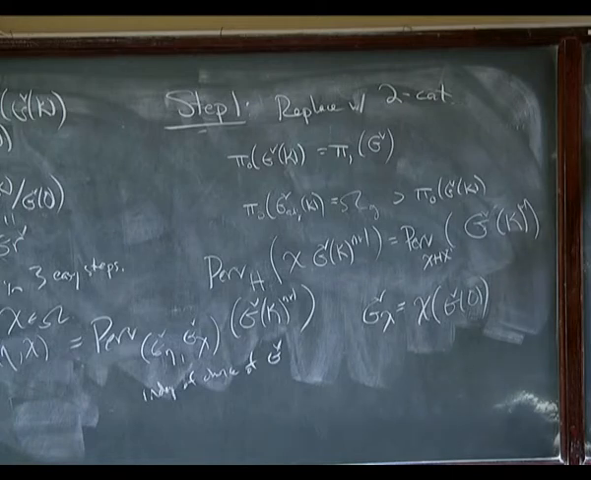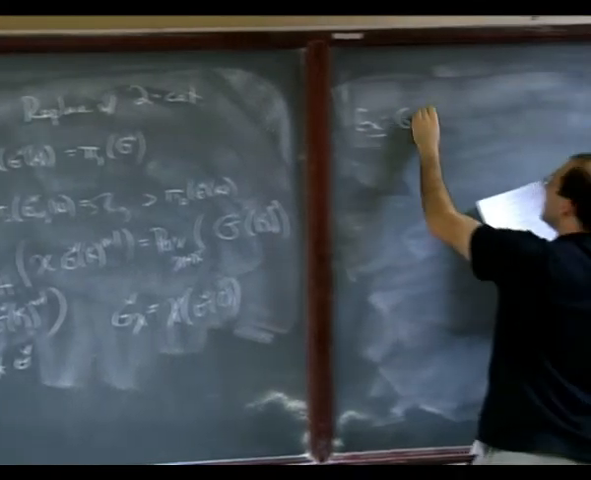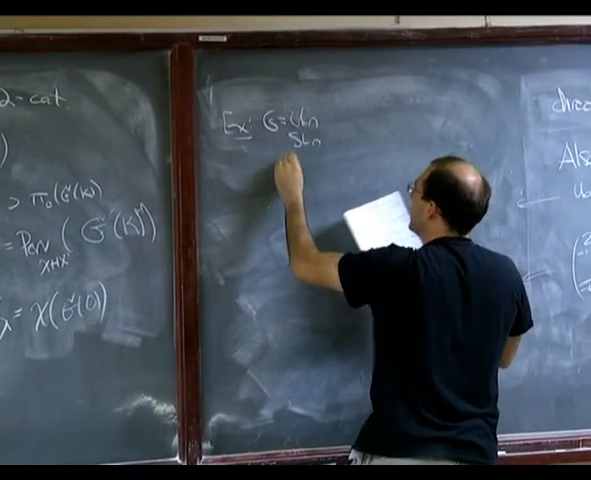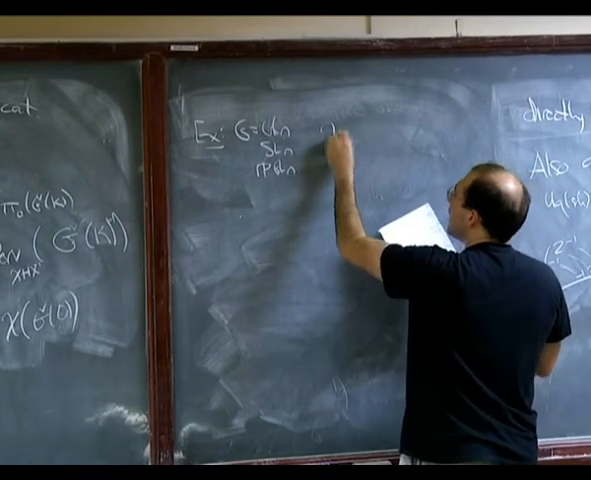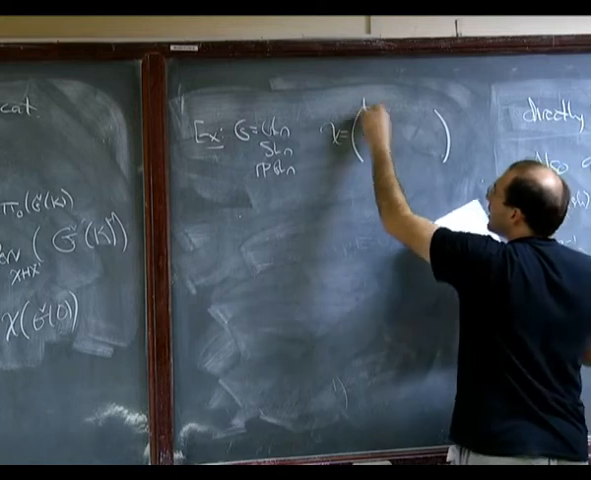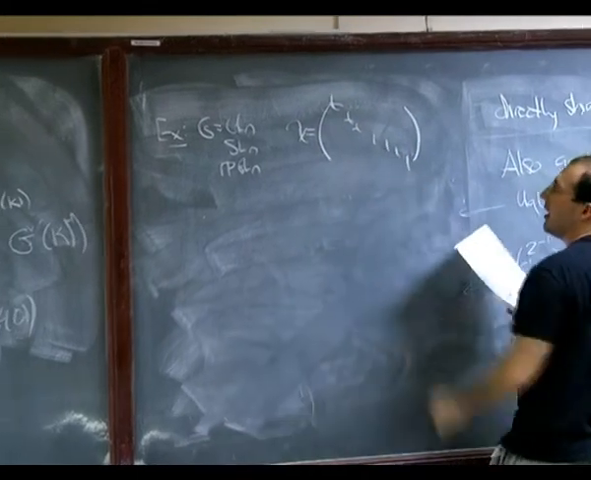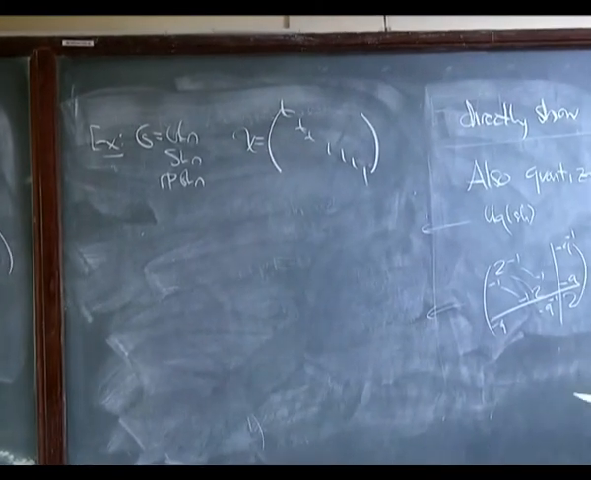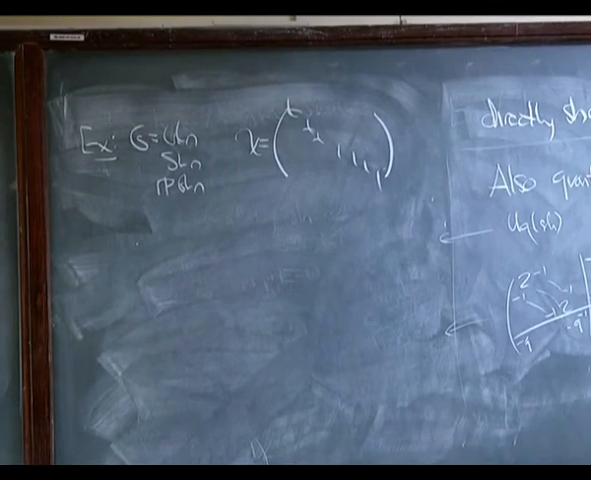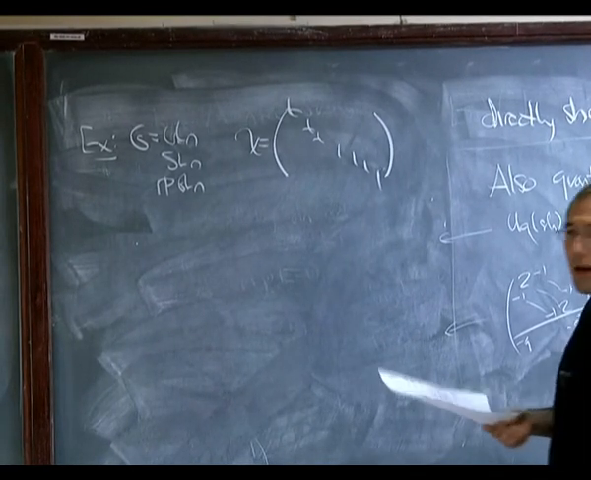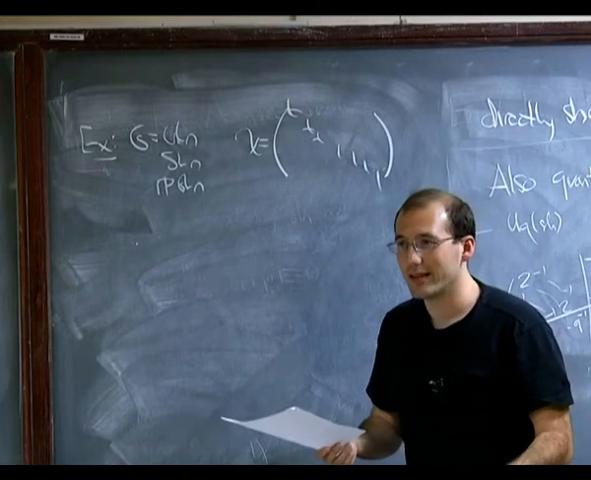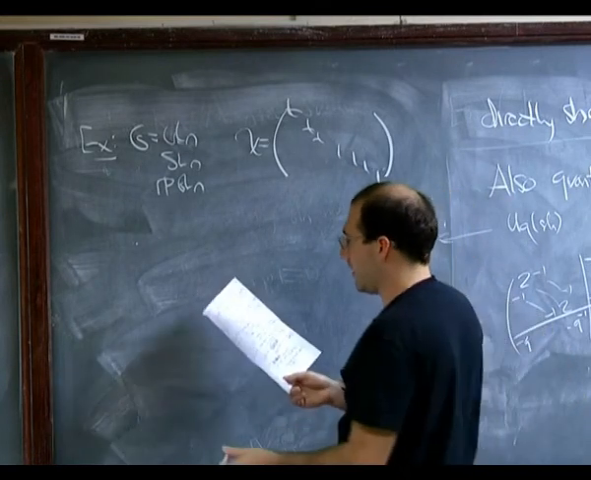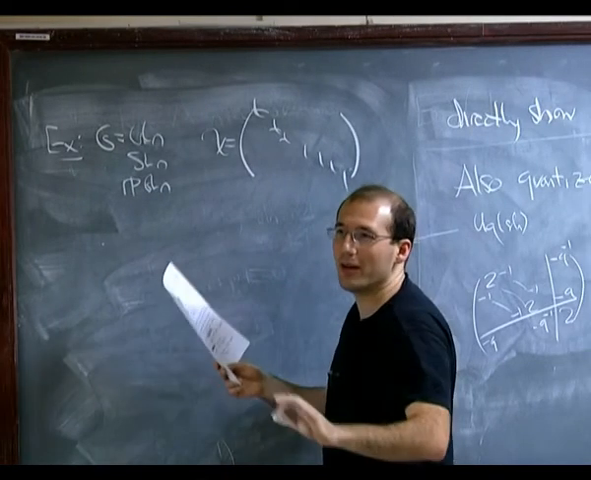To give you an example, take G to be GLN or SLN or PGLN, I really don't care. Let chi be a number of copies of T, then a bunch of copies of 1. So this is not in SLN. It isn't in PGLN or GLN. But even though it's not in SLN, if you conjugate by it, it preserves SLN, or SLN O.